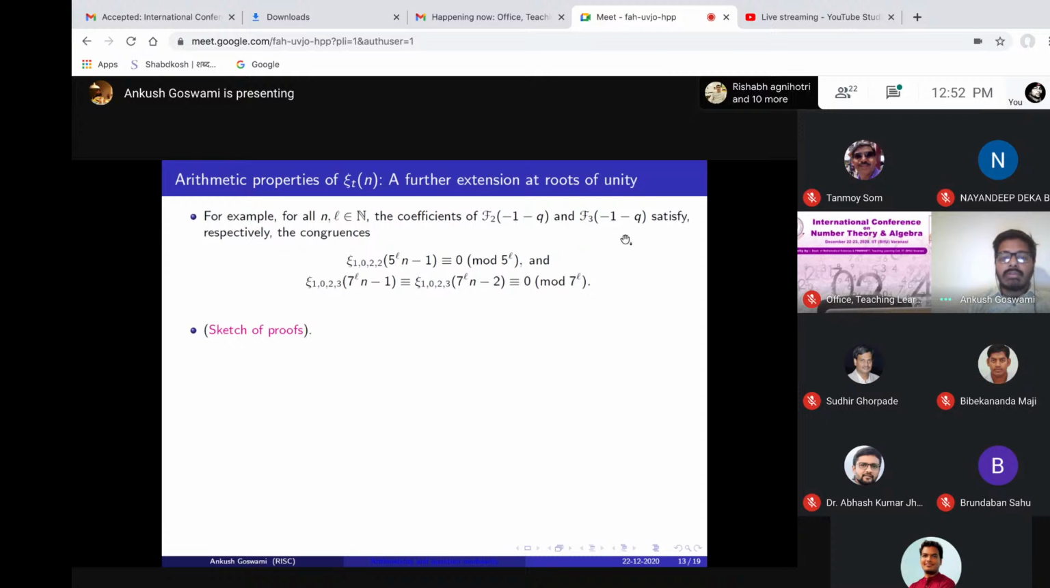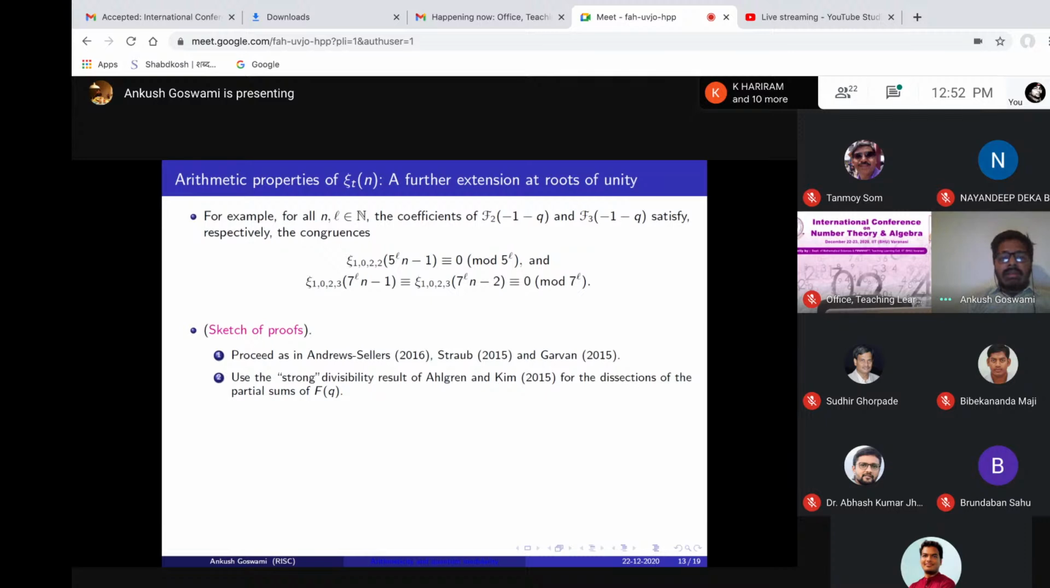And then, yeah, I am not going to give you the full proof of the theorems, but I am just going to give you a sketch of the proofs. What you have to do is proceed as in Andrews and Sellers, Straub, or in Garvin. For the first theorem, you have to use the strong divisibility result of Ahlgren and Kim, which tells you that certain p-dissections of the partial sums of this Kontsevich-Zagier function F of q are divisible by the q-shifted factorial. So this is the strong divisibility result of Ahlgren and Kim.